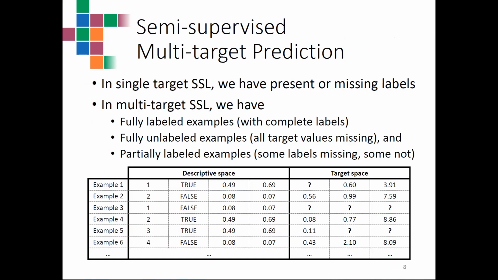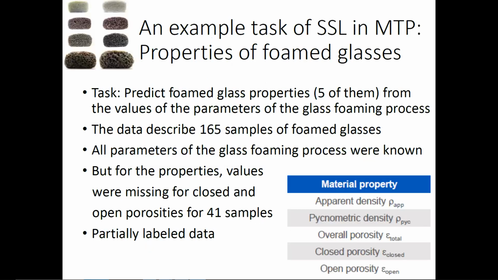But in the multi-target case, we have a more complicated situation. We can have a label completely missing, which means for all of the targets, we have question marks. But we can also have partially labeled examples, which means that for some of the targets, we have measured the values, but for others, we don't. This is a bit more complicated than just completely present or completely missing labels, and we should be able to handle this as well to squeeze the maximum out of the available data.